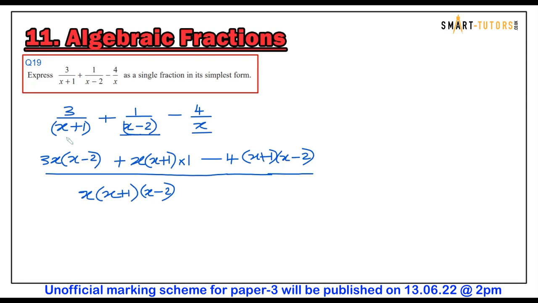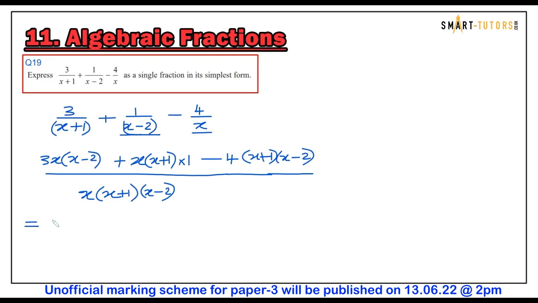When you're doing the first one, x plus 1, cover the x plus 1; the other 2 denominators, x and x minus 2, need to be multiplied by 3. Then the second one, x minus 2: cover it, and the other two denominators, x and x plus 1, are multiplied by the top number 1. Then the last one, x: the other two denominators, x plus 1 and x minus 2, are multiplied by the 4. So minus 4 times x plus 1, x minus 2. So that is the expression.